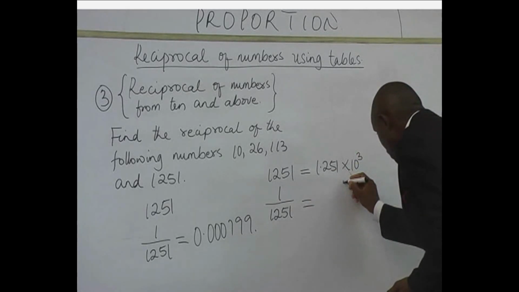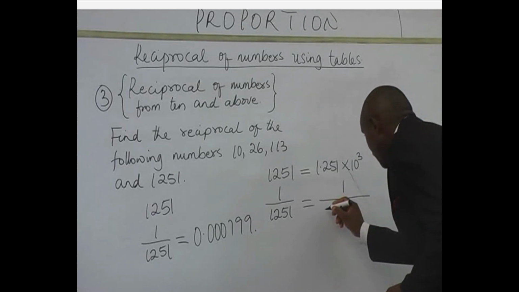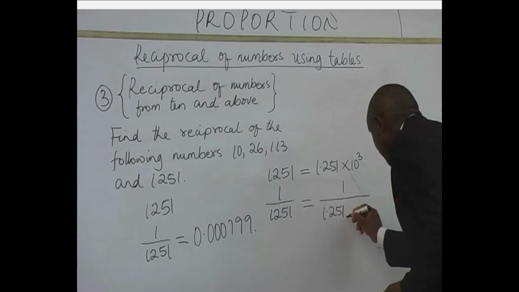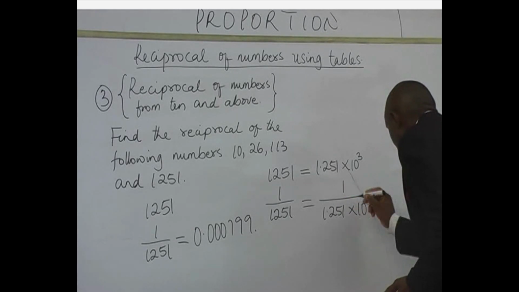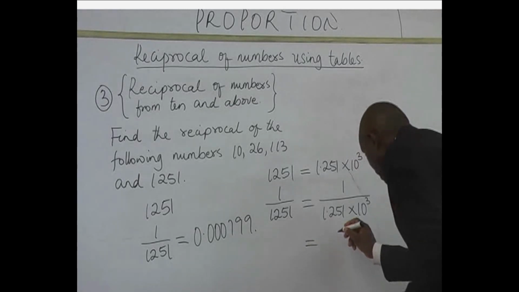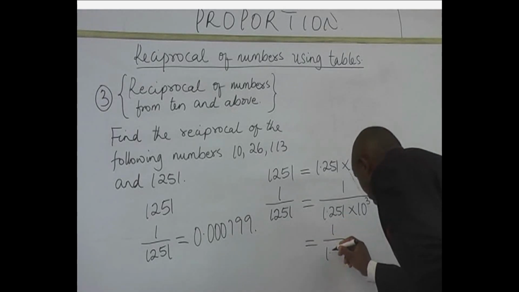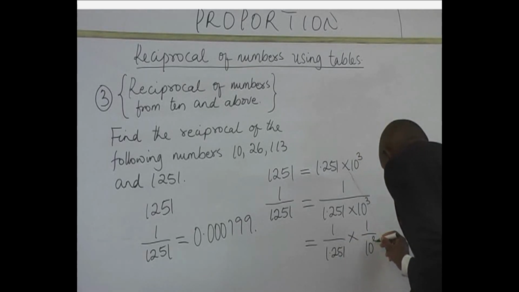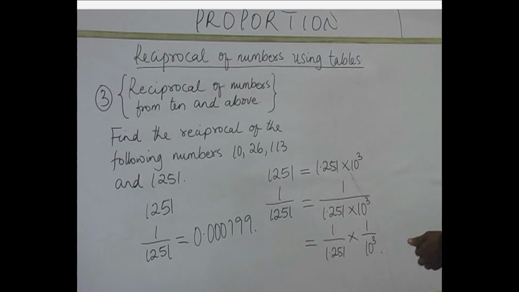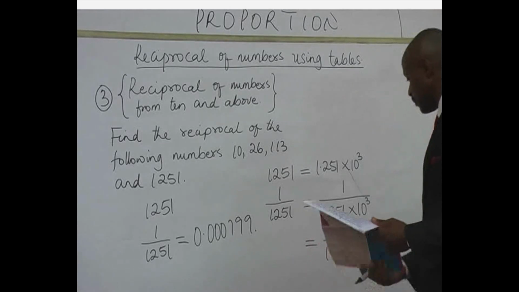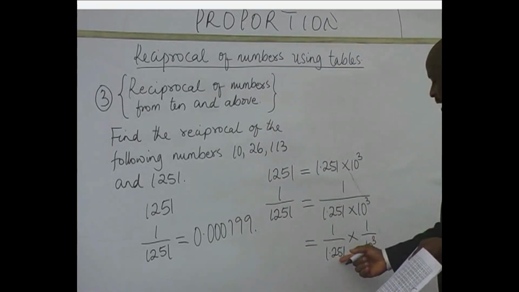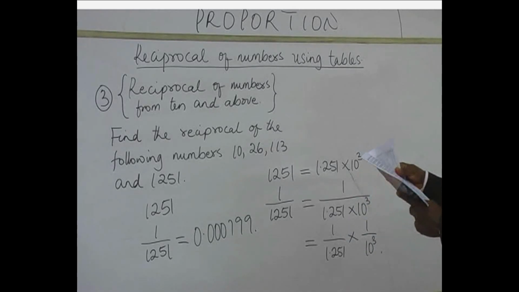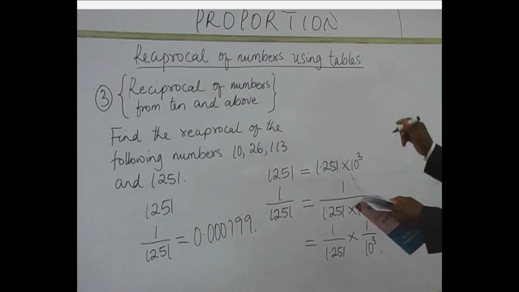And its reciprocal will be 1 divided by 1.251 times 10 raised to power 3. It is also going to be the same thing as 1 all over 1.251 times 1 all over 10 exponent 3. Now, get your 4-figure table. Look for 12 under 5 difference 1. 12 under 5 is giving us 8,000.